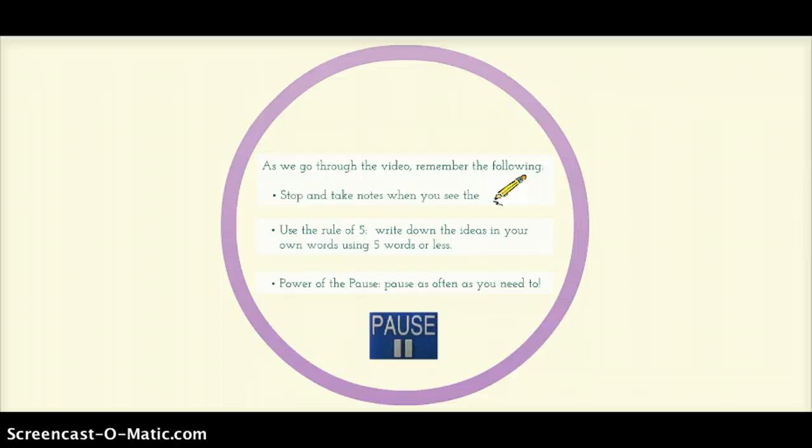Okay, remember as we go through, it's really important to look for the pencil. You shouldn't be writing anything down if you cannot see the pencil. So stop and take notes when you see the pencil, use the rule of 5, and pause as often as you need to.